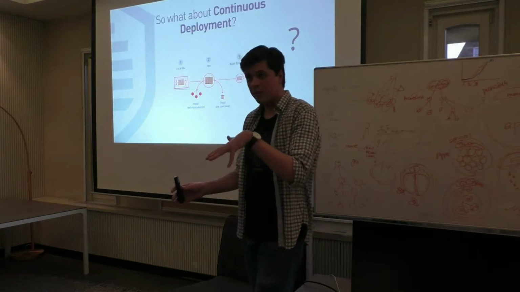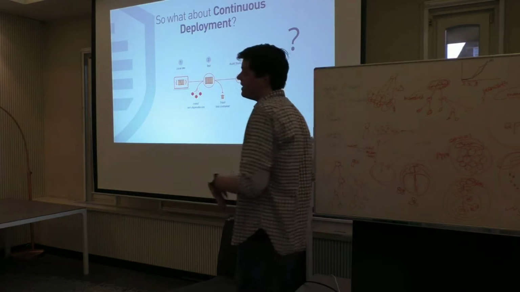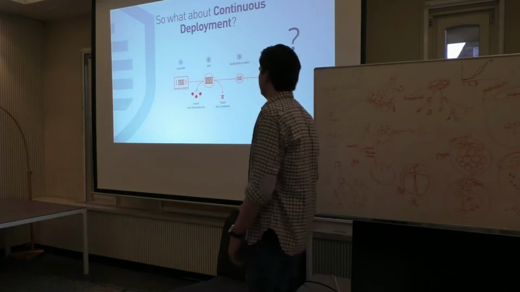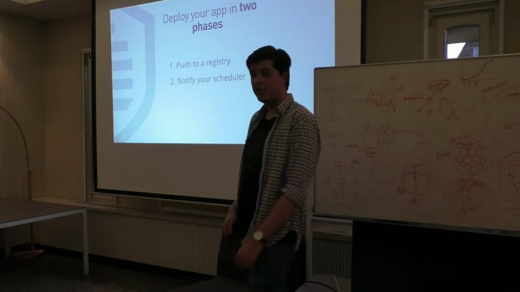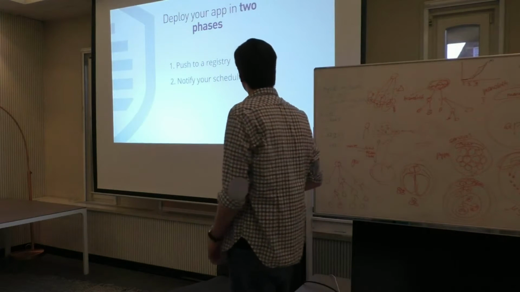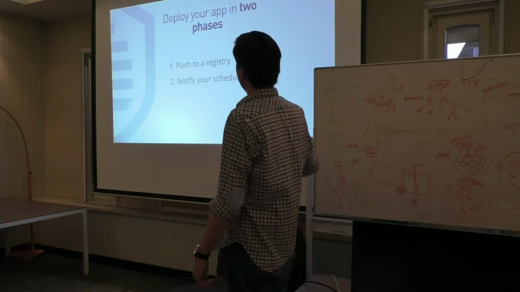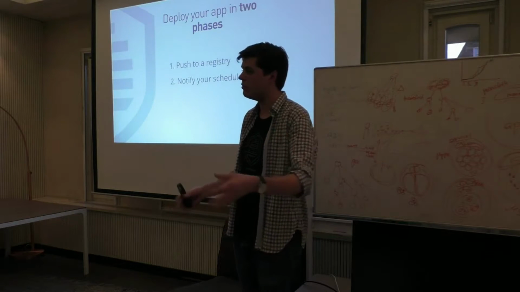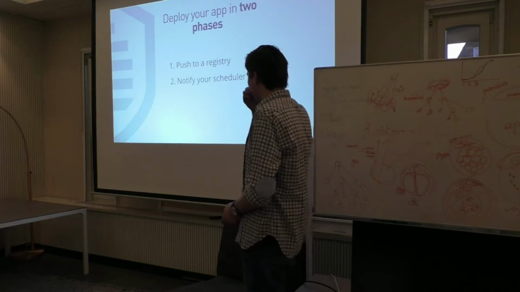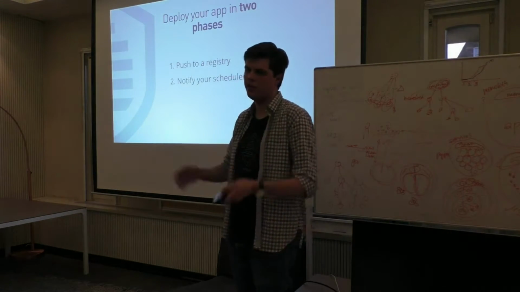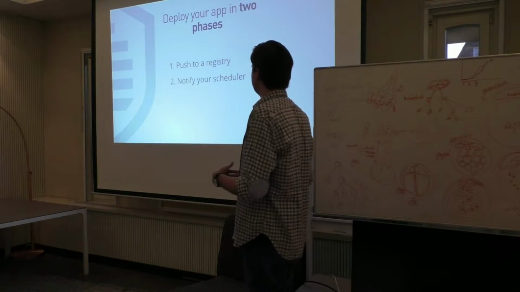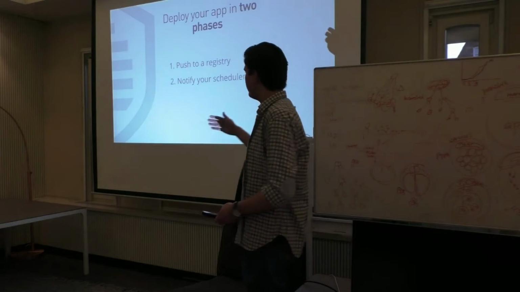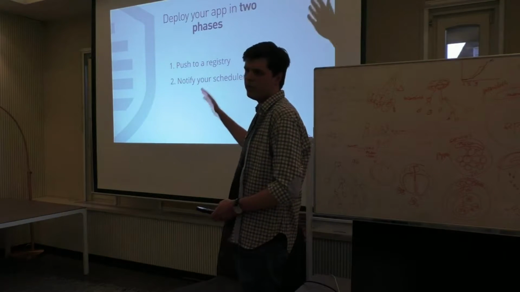So the method of deployment here has changed, and the answer of how to do this is quite similar to how you should fix your build pipeline, and that is to split it up into 2 phases. The first phase is to push to a registry, where you take the artifact that your build pipeline created and push it into Docker Hub or any other registry. And then as a second step, just notify your scheduler and tell it, okay, I have this new container image, and I want you to take care of it and deploy it onto production.